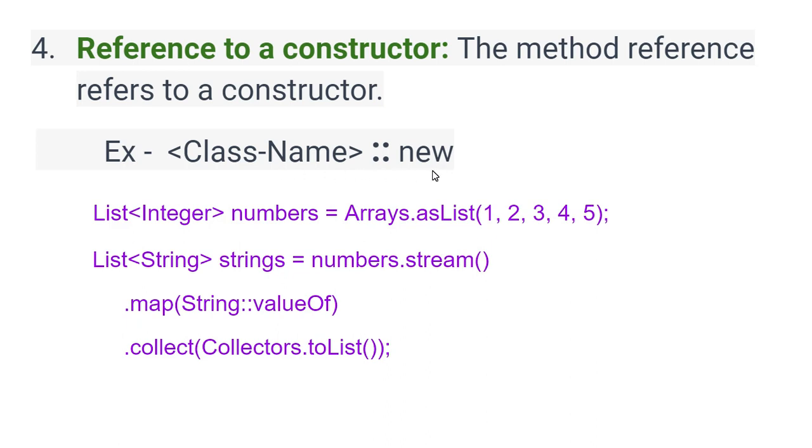So for example, we have a list of integers, and if you want to create an object for it, you have to convert each and every integer value into a string. So we can use String::valueOf, and it will create an object or instance, you can say. So this is the use of constructors. Okay, but we can do the practicals and understand.